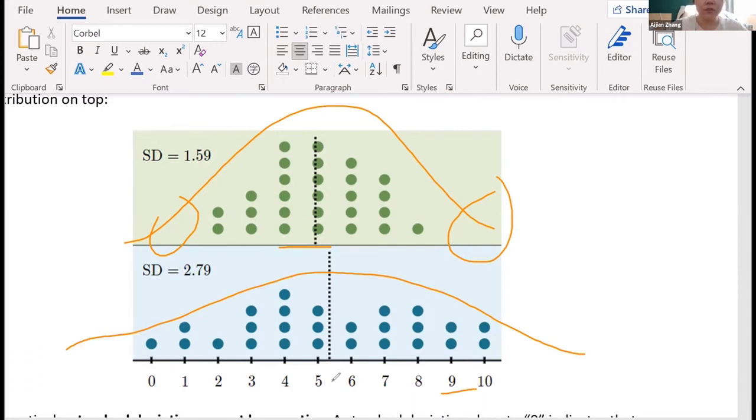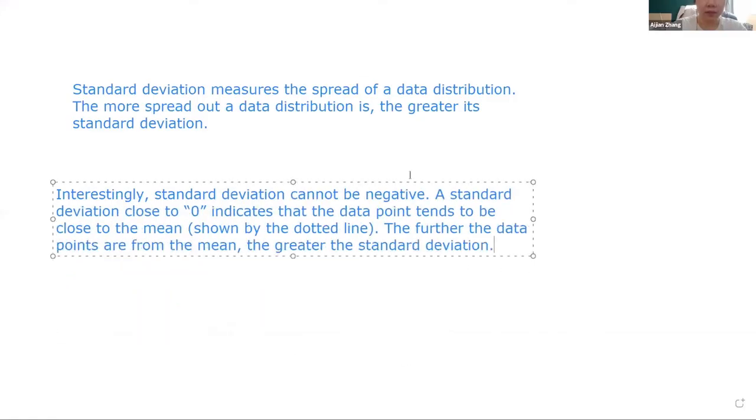So your standard deviation, with calculation, is going to be 2.79 for the blue and 1.59 for the green. That is to understand what it is. Something to remember as well is that standard deviation cannot be negative. A standard deviation close to 0 indicates that the data points tend to be close to the mean.